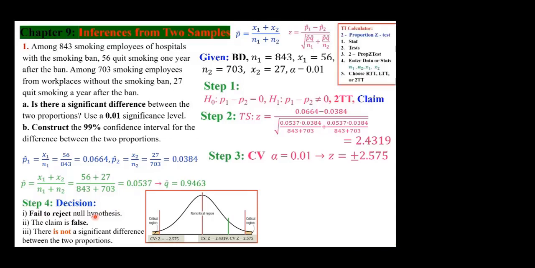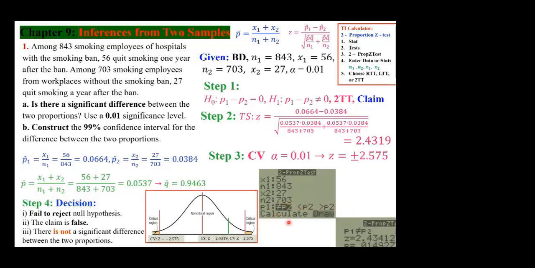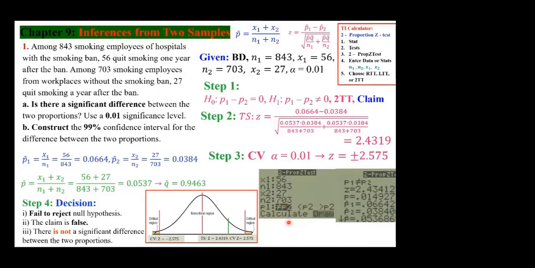If we were to do the technology, we would use two proportion z-test. And we would plug in x sub 1, n sub 1, x sub 2, n sub 2, and we make a decision as to which one: left-tailed test, right-tailed test, two-tailed test. We do the math, and it results in the following. So pay attention to what we have here.